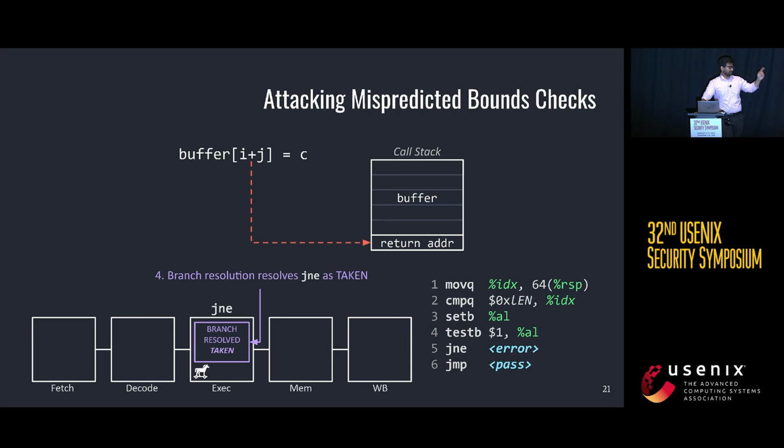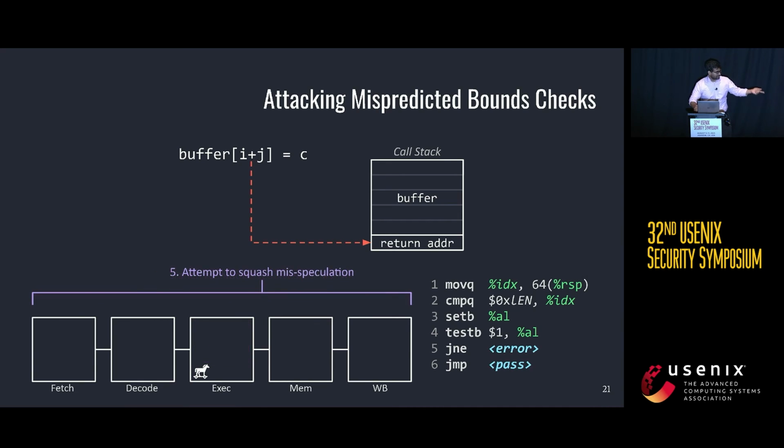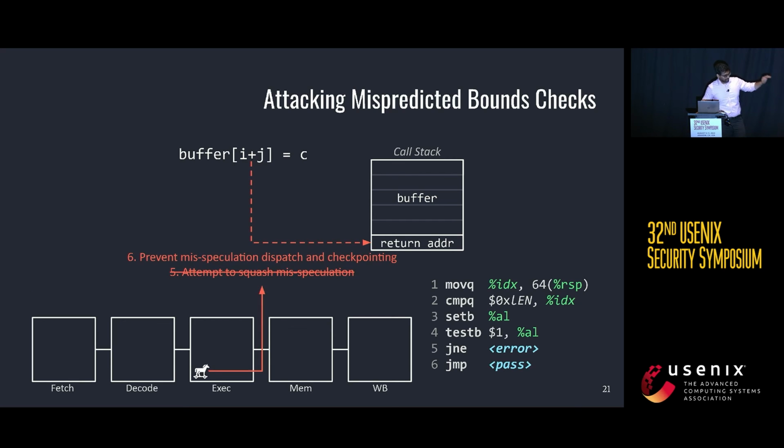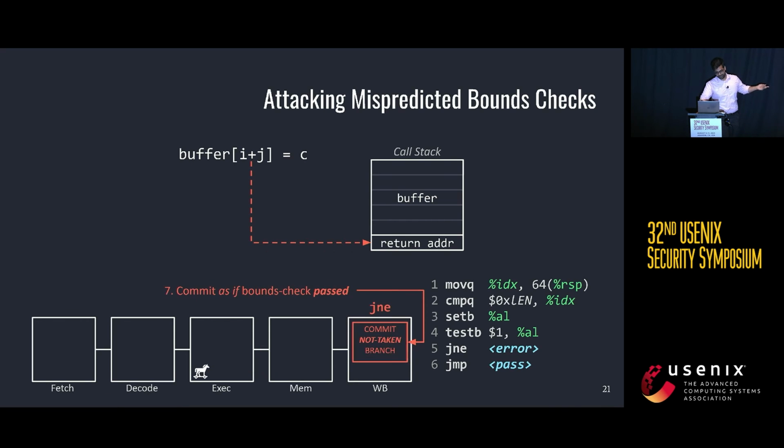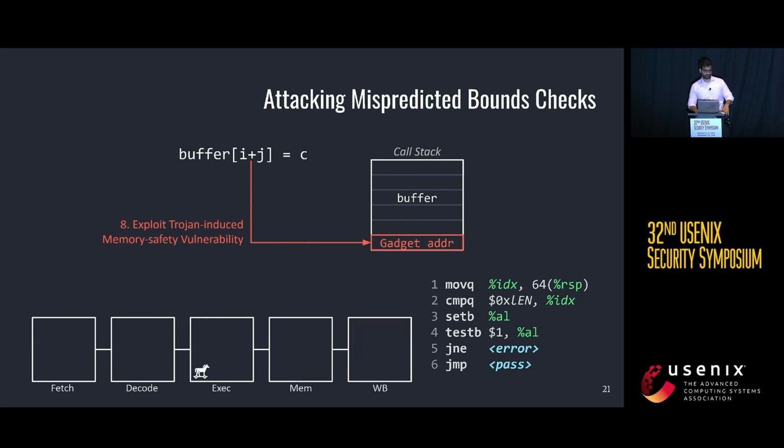The jump not equal to will reach the execute stage where branch resolution occurs. Branch resolution will resolve that branch as misspeculated. We were supposed to take that branch. So let's squash the misspeculated state. At this point, the Trojan intercepts that signal, preventing the processor from reverting to an earlier checkpoint, and the jump not equal to proceeds to the end of the pipeline and commits this tampered state where the jump not equal to passed the bounce check. At that point, we've induced a memory safety vulnerability with our Trojan, and the attacker can exploit the program and launch a control flow hijacking attack.